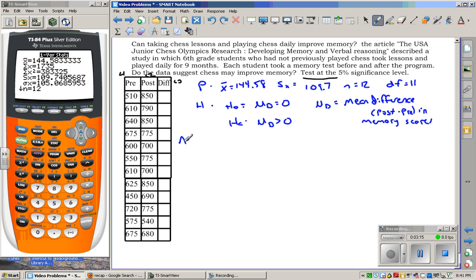Alright, we're ready to test our assumptions. First, we have to assume that this is an SRS, so we need to say: assume this is an SRS of 6th grade chess players.